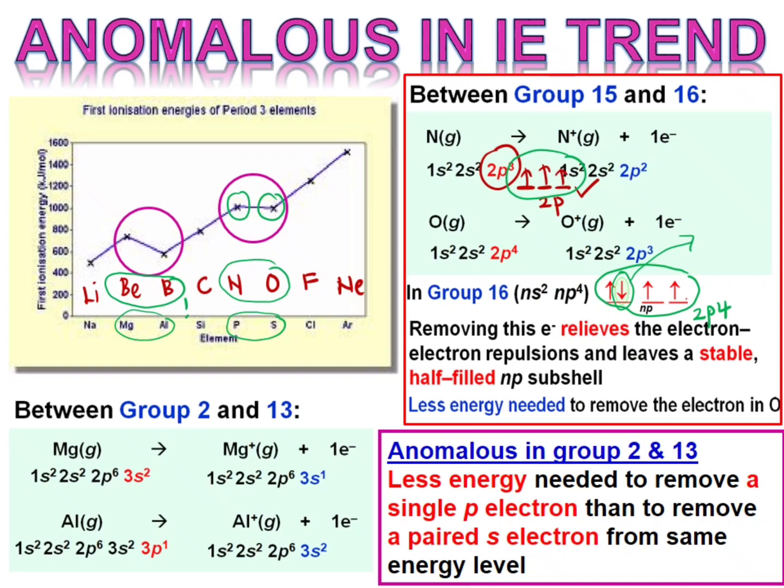Boleh nampak? Okey, kemudian kita tengok between group 2 and group 13. Contoh dekat sini saya ambil antara magnesium and aluminium. Juga boleh berlaku antara beryllium dengan boron. Alright. So, antara magnesium dengan aluminium, group 2. Magnesium, tengok dia berakhir dengan 3s2. Aluminium berakhir dengan 3p1. So antara dua ni, mana yang lagi senang untuk remove electron? So dia lagi senang, less energy needed to remove a single p electron than to remove a pair of s electrons from the same energy level.